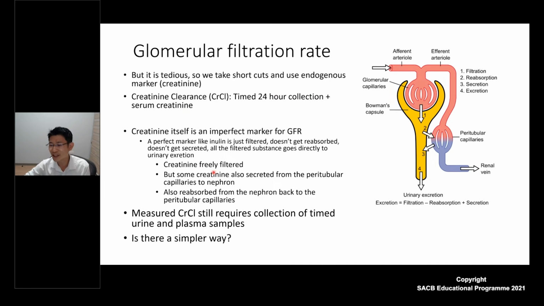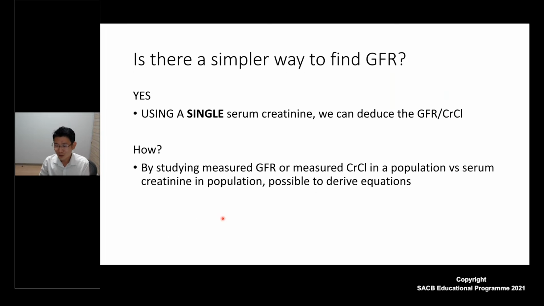But as I mentioned just now, creatinine is not a perfect marker, because after it gets filtered, it gets reabsorbed, and it also gets secreted. So it's not just direct filtration, and it doesn't fully measure the glomerular filtration rate. This shortcut is also not short enough, because we still need to collect a 24-hour urine sample. Is there a simpler way? Yes. You take the shortest of the shortcuts, which is to use just a single serum or plasma creatinine, and then try to deduce the estimated glomerular filtration rate or creatinine clearance.